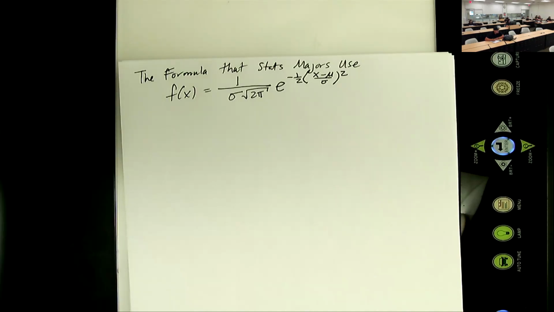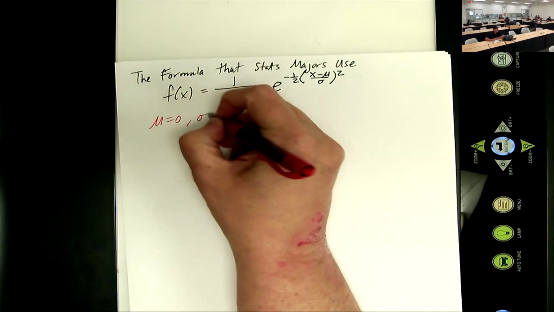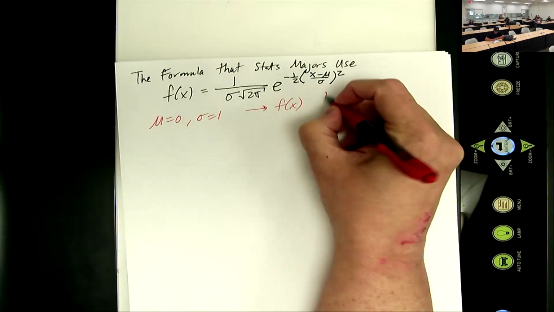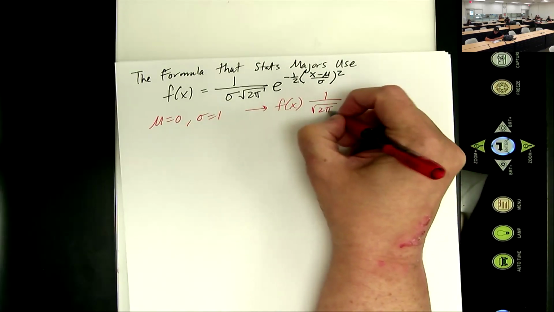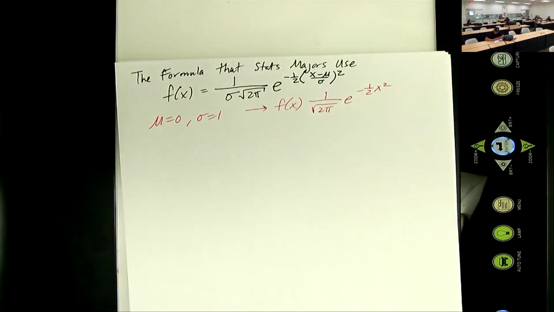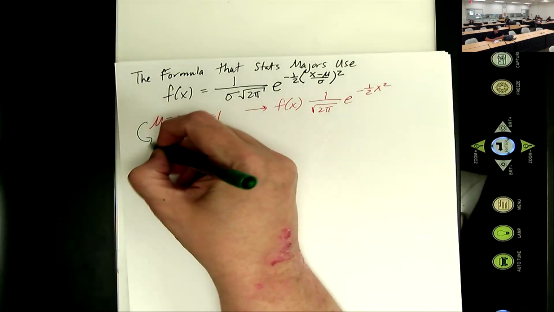When mu equals 0 and sigma equals 1, it actually gets a lot prettier. It's 1 over the square root of 2 pi times e to the negative 1/2 x squared. But you're not having to work with either. And we'll learn about this one in 7.2.